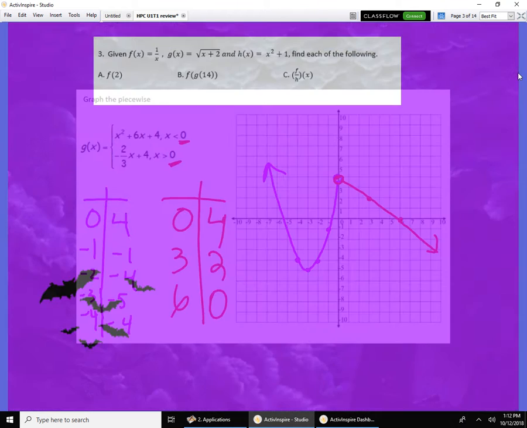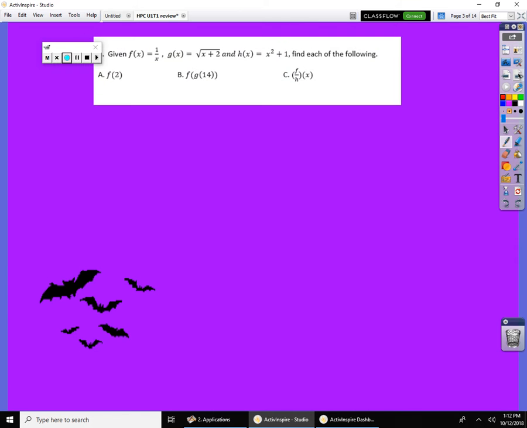Question number 3. Okay, so number 3 is my function notation items. So question A is asking me to do what? What's question A asking me to do? Plug in 2 for x in which function? F. So I'm going to do 1 over 2 and I am done.